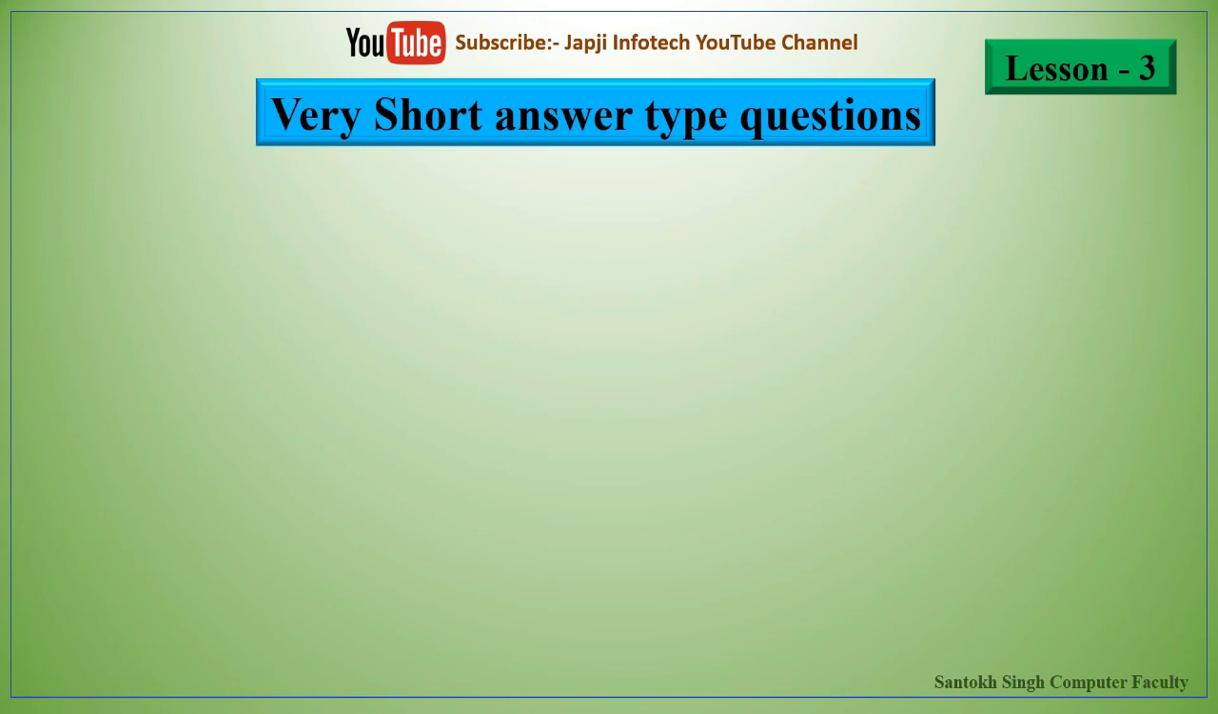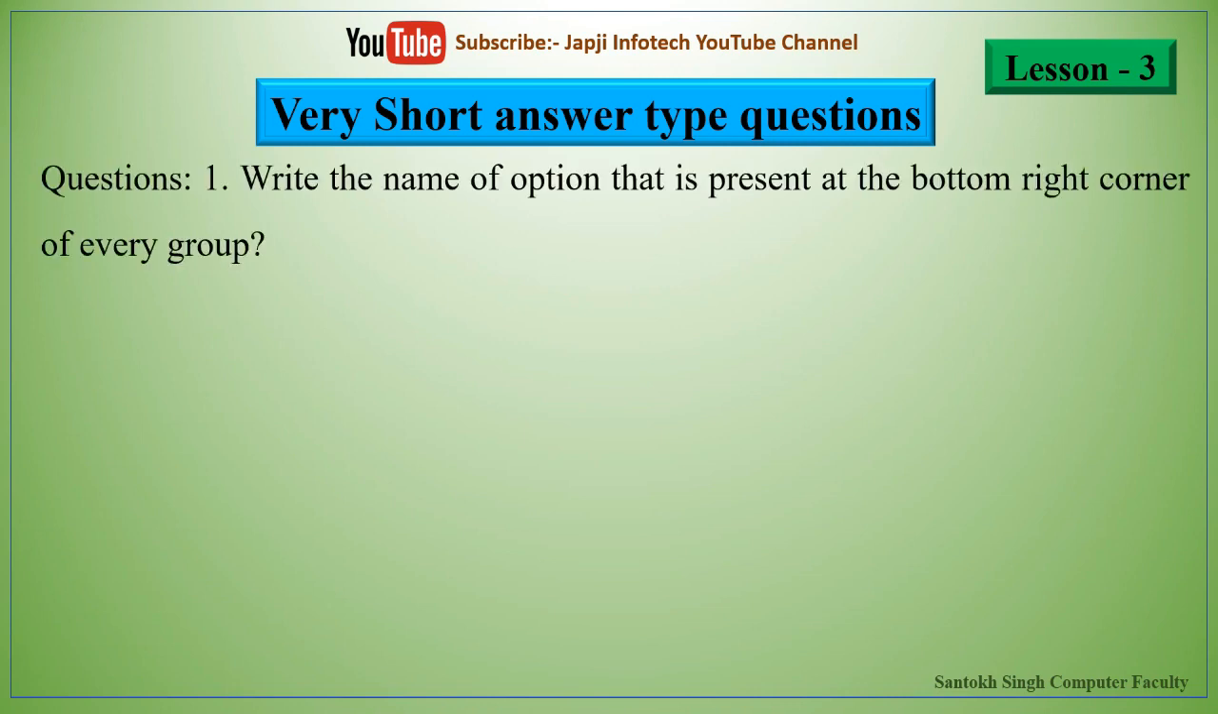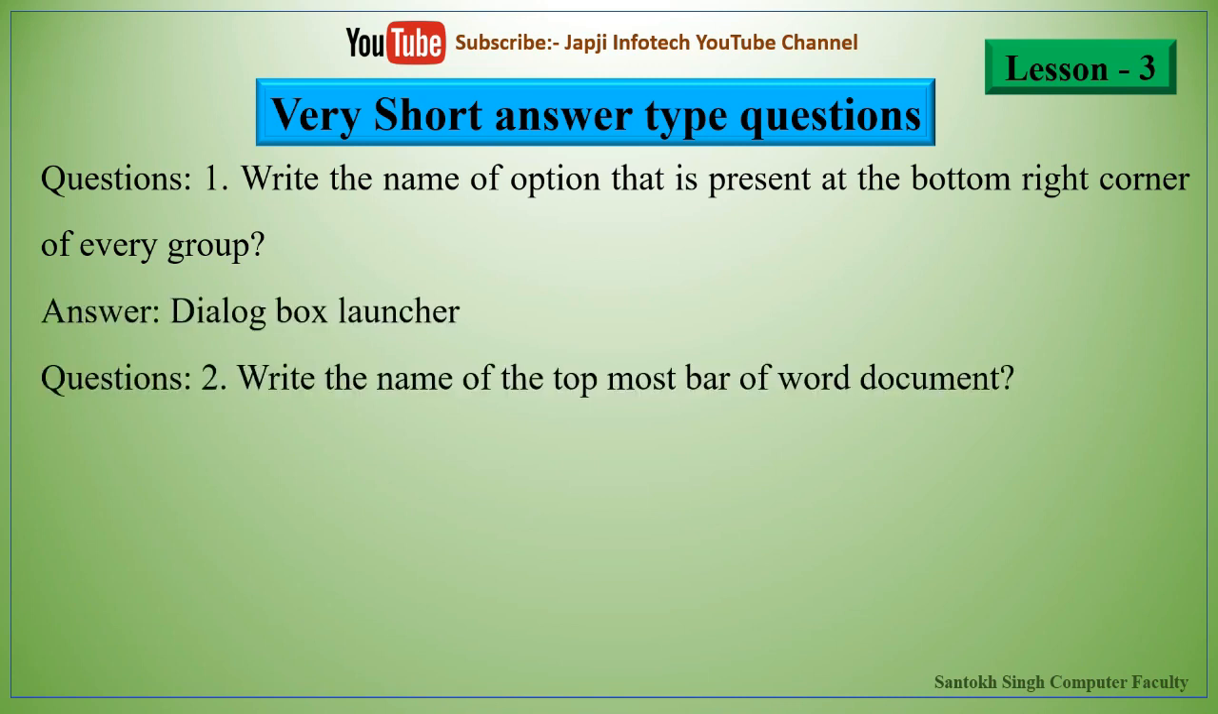So now we will learn about very short answer type questions. Our first question is: write the name of the option that is present at the bottom right corner of every group. So the answer is dialog box launcher. Second question is: write the name of the topmost bar of a Word document. So the right answer is title bar.